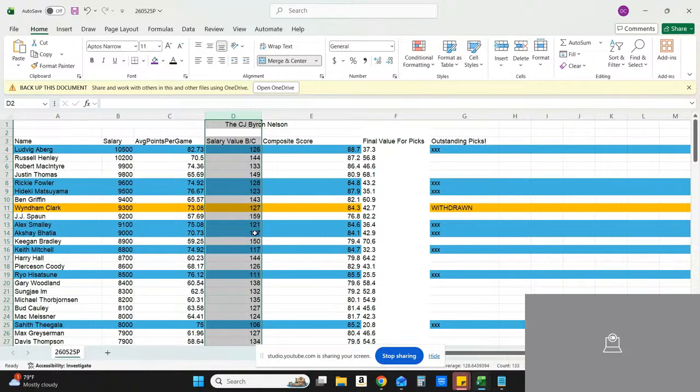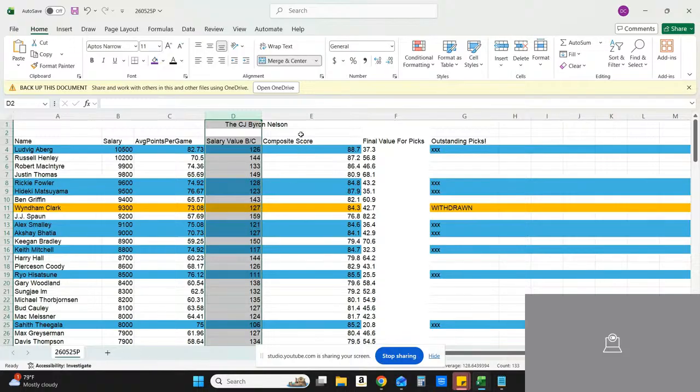You'll go down through the list and you'll see some players. Alex Smalley seems like a bargain at 121. Keith Mitchell seems like a bargain. Sungjae Im is a good bargain. Thigpen.